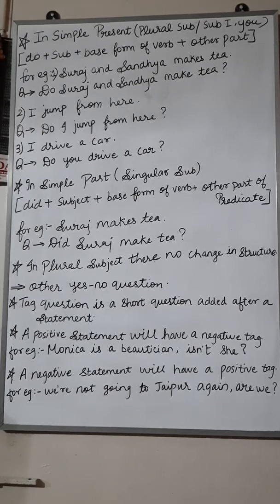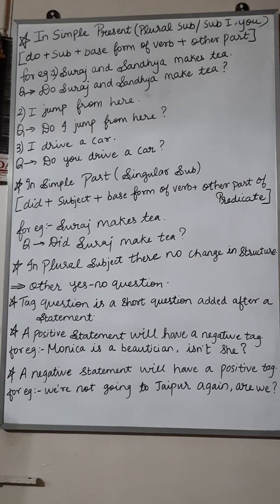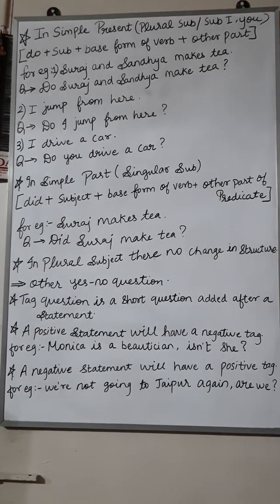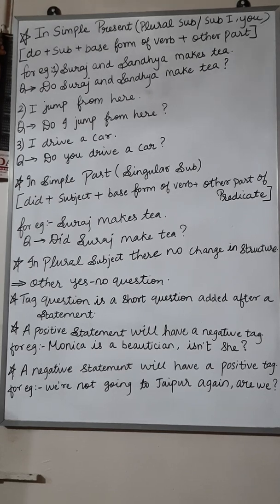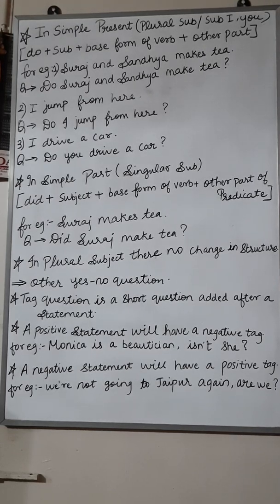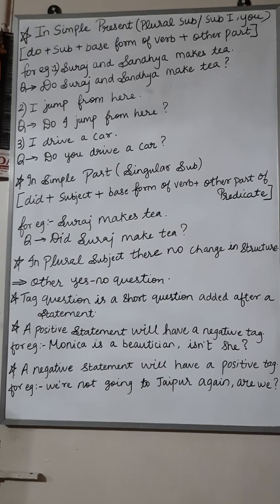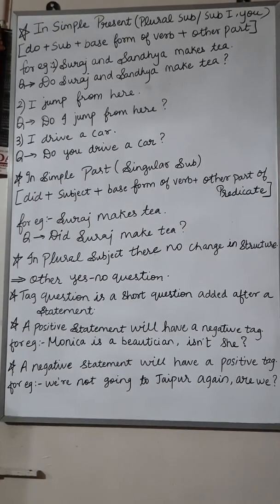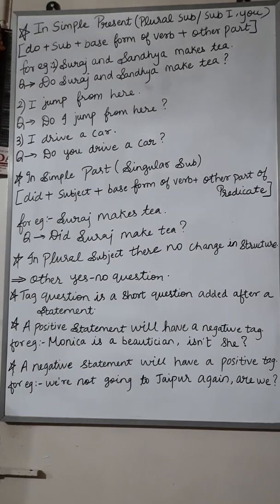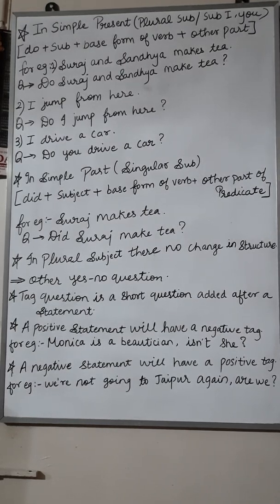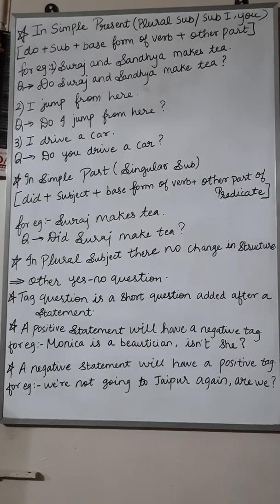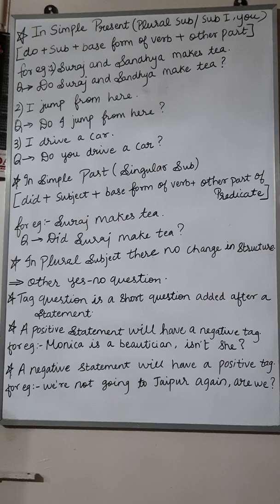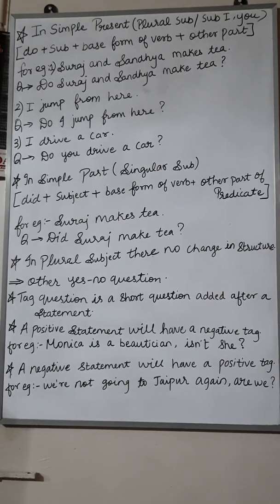That covers yes/no questions. Now question tags. You might have used question tags in many English sentences. How do we make and use them? A tag question is a short question added after a statement. When a positive statement is there, it will have a negative tag. For example, "Monica is a beautician, isn't she?" This is a negative tag.